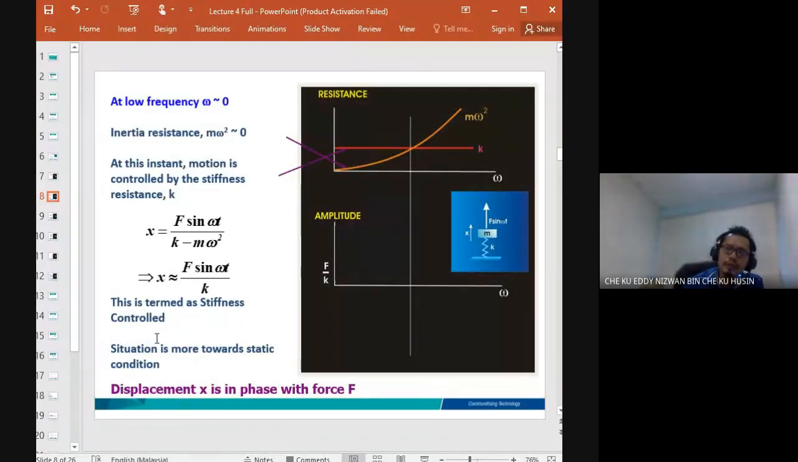The displacement depends on the amount of force and the stiffness of the system, and the displacement x is in phase with the force. In phase means the motion is in the same direction. If you push the mass downward, the mass also goes downward. If you change the direction of the force upward, the mass also moves upward. That's the meaning of in phase.